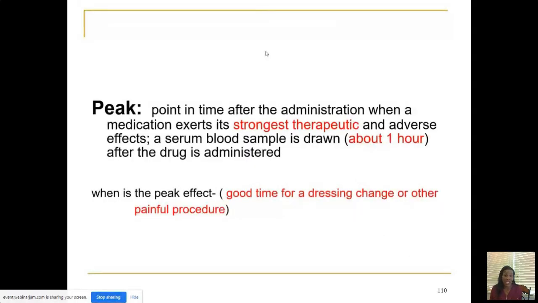Whenever you're giving pain medication, which has a peak, do your procedures for your clients that are painful when the drug is at its peak. That's just a very nice ethical thing to do. So you give your morphine, you want to do that dressing change, whatever it is that's painful for the client, have them do it when the pain medication is at its peak. Because less pain, that's just nice. That's a silly NCLEX question.